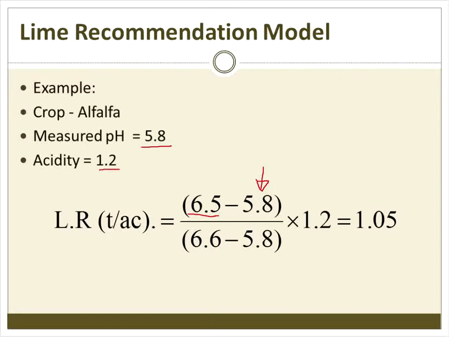Our acidity is this value, and so doing all the math, that comes out and tells us that, based on the target crop, the measured pH, and our acidity value, we have a lime requirement of 1.05 tons per acre. So what happens if you take this and say, okay, we're not going to grow alfalfa, I'm going to grow corn.